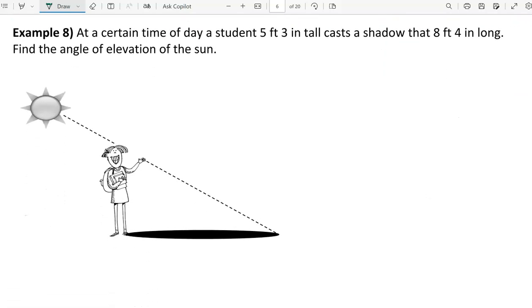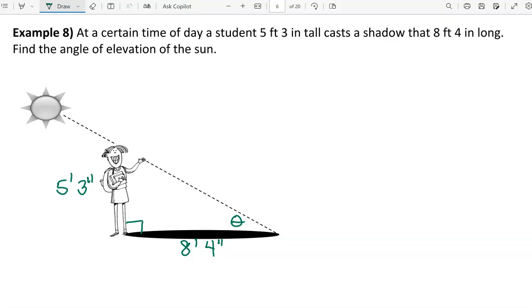At a certain time of day, a student who's 5 foot 3 inches tall casts a shadow 8 foot 4 inches long. So here's our 5 foot 3 student, and here is her 8 foot 4 inch long shadow. We'll assume that our student is standing vertically from the ground, so there's a right angle there. And we are looking at the angle of elevation of the sun. I'm going to call that theta. That's the angle that we would be looking up at the sun from if our face was on the ground there at the tip of the shadow.